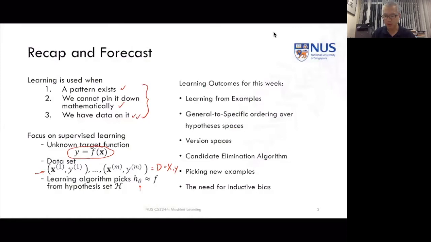We're going to conclude by thinking about the need for picking new examples in an active manner, and also talk about the important concept that we'll need inductive bias in order to achieve a feasible learning outcome. This one we're going to cover a little bit also in the pre-lecture. Okay, so let's go on to the material.